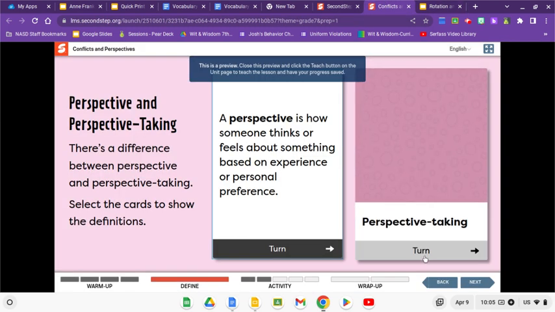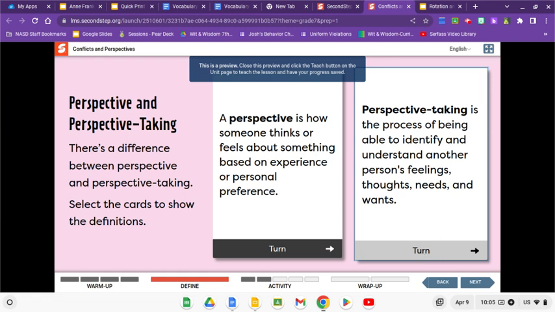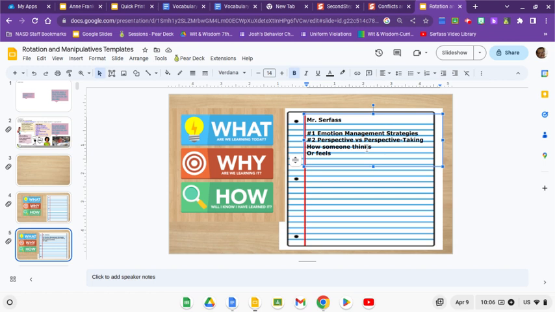And then perspective taking is the process of being able to identify and understand another person's feelings, thoughts, needs, and wants. Perspective taking, I think emphasis in our notes could just be, this would go underneath perspective taking: how others, in fact, let's underline it, how others think and feel. And that'll go underneath perspective taking. Number three for real.